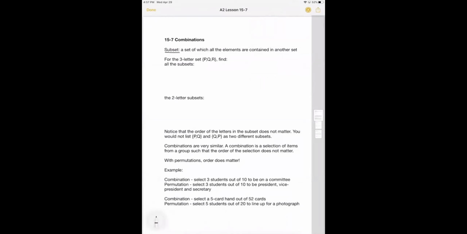So let's go ahead and write all the subsets for the 3-letter set PQR. Let's list all the subsets. One subset would be P. Another subset would be Q. Another subset would be R. Another subset would be PQ. We separate them with commas. What else do we have? We have PR. We have QR.